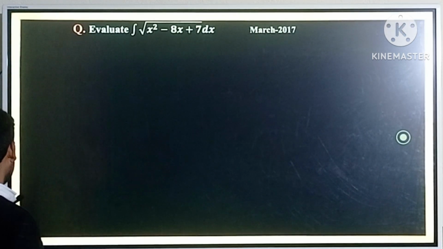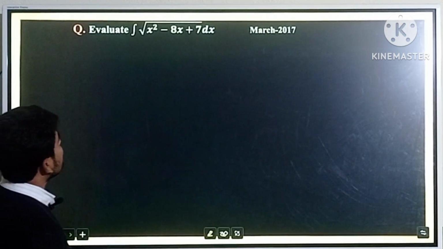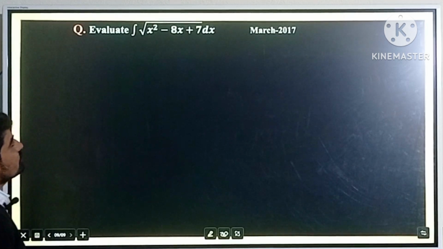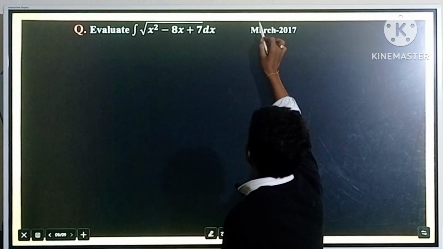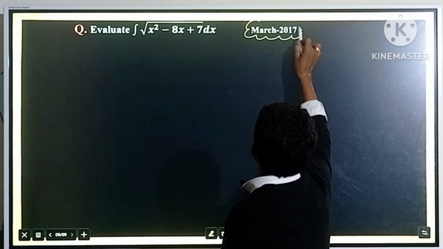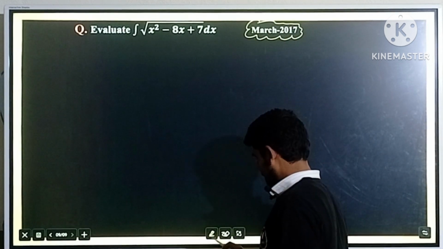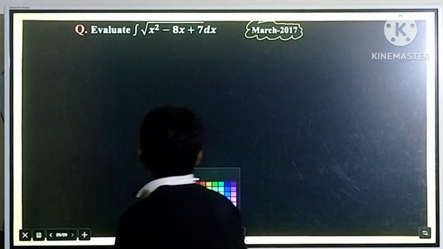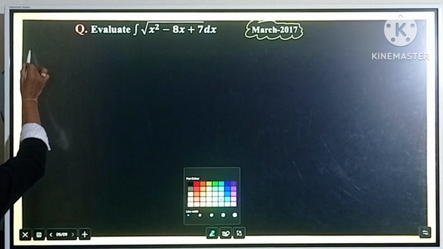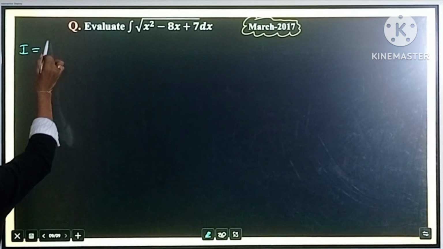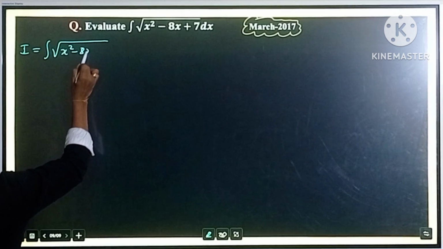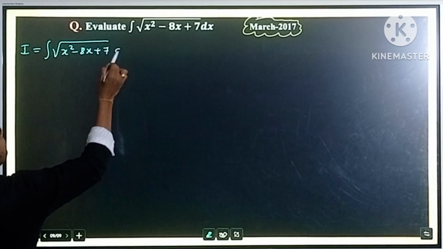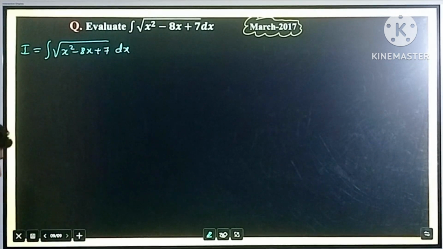Evaluate the integration of the square root of x square minus 8x plus 7 with respect to x. This question was asked in March 2017. Let us consider the given integration problem as I. I is the integration of the square root of x square minus 8x plus 7 with respect to x.